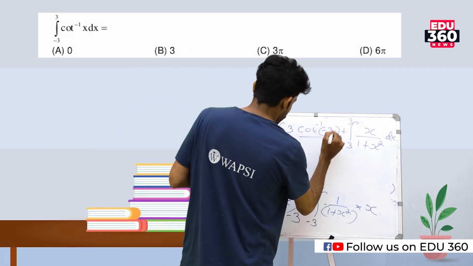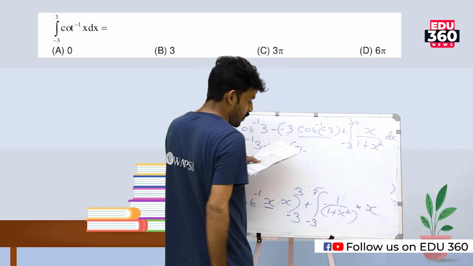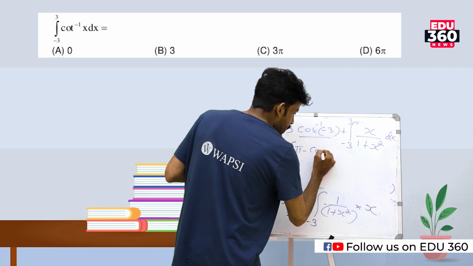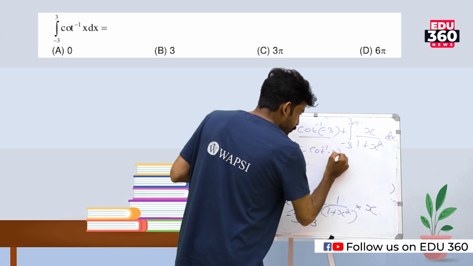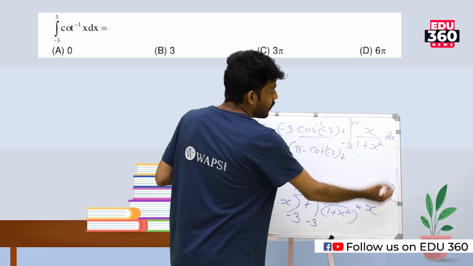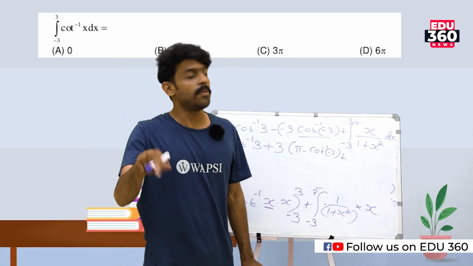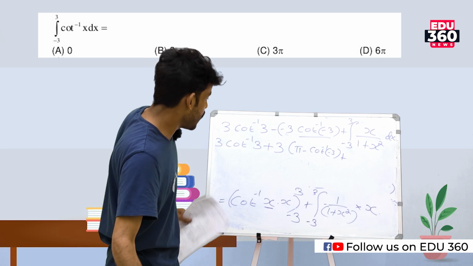So here cot inverse minus 3, for this one I am going to write it as pi minus cot inverse minus 3. Yes, plus this one, that is integral of minus 3 to 3 x divided by 1 plus x square dx.